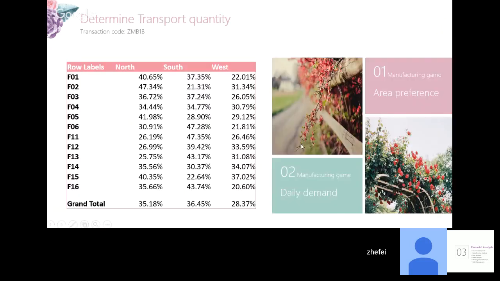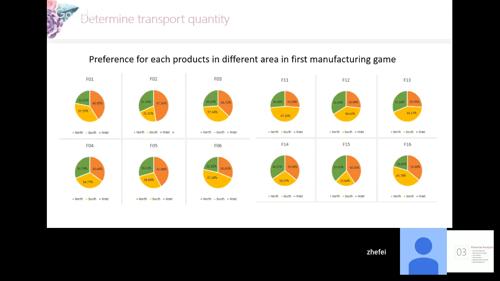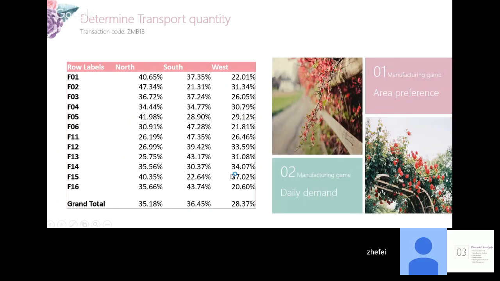The next strategy is determining accurate transfer quantities from the main warehouse to the regional warehouse, and the transaction code is ZMB1B. The transfer quantity is determined by the area's preference at first, and here is the preference of the first simulation game. I also created a pie chart to express the preferences. And the preference influences the beginning allocations from the main warehouse to the regional warehouse in the second round.